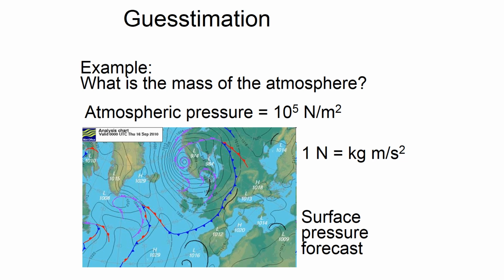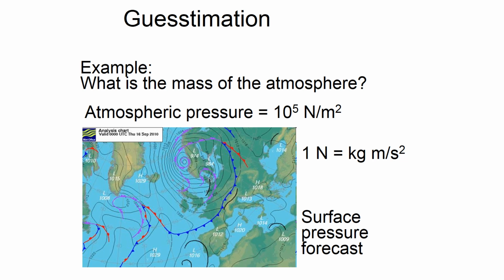One thing we know is that atmospheric pressure is approximately 1,000 millibars, and in SI units that is 10 to the power 5, so 100,000 newtons per meter squared. So for every square meter of ground, there's 10 to the 5 newtons pushing down on it. That's a measurement that's actually very easy to make, atmospheric pressure. You basically just make a vacuum and work out how much is being pushed in on that vacuum.